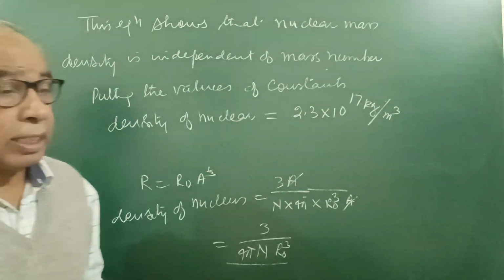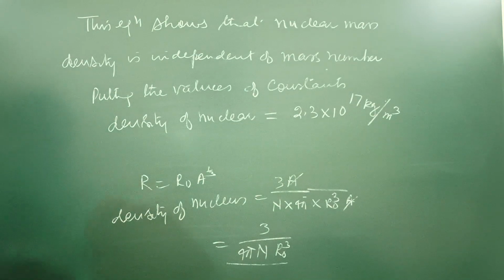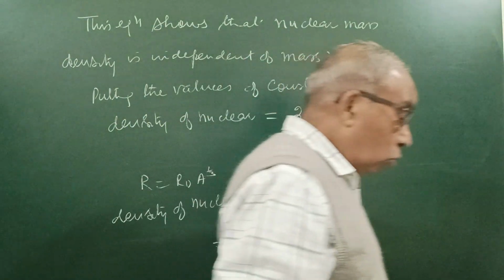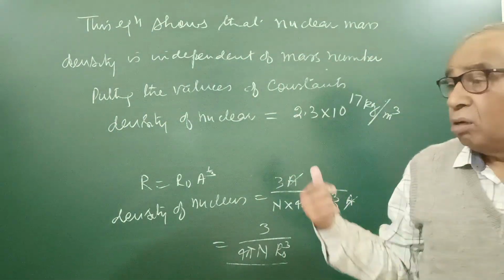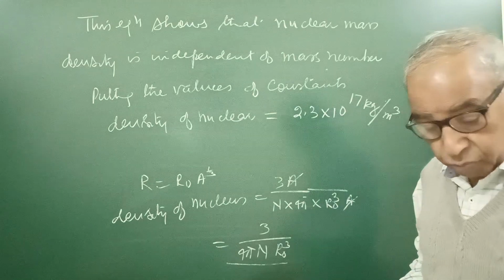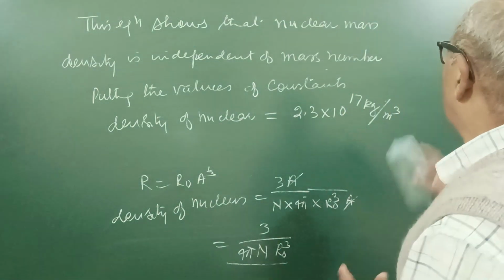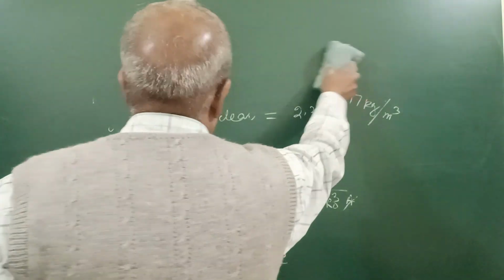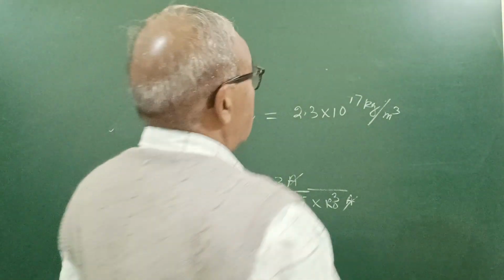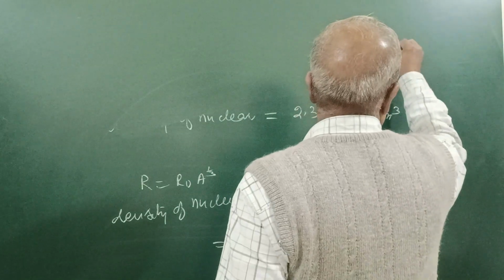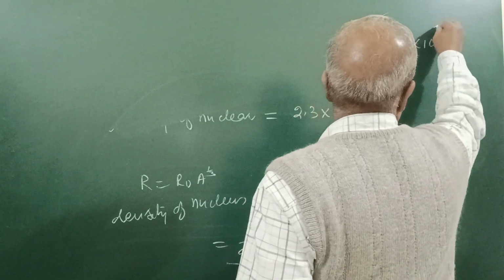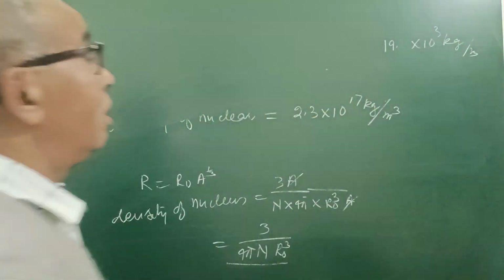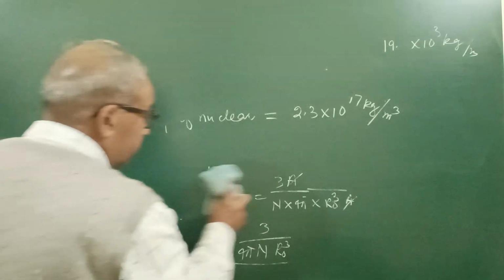This density is catastrophically high. There is no material, neutral or charged, which has such a high density. Density of water is 1000 kg per meter cube only. Density of gold is nearly 19 point something into 10 to the power 3 kg per meter cube. It is 10 to the power 17 kg per meter cube.